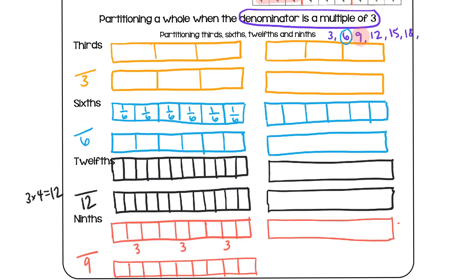Are you ready? There's my whole. Hopefully you know what we're going to do. We're going to split it into thirds because we can partition things that have multiples of 3. Once I have my 3 equal pieces, I'm going to split each equal piece into 3 more pieces. Do that. Then draw your very last bar model for this worksheet.